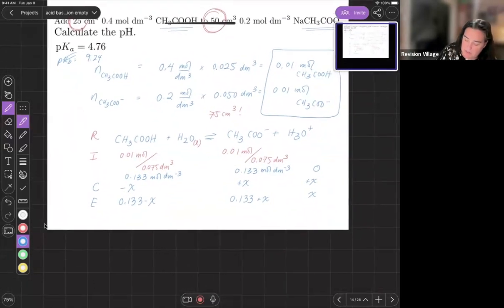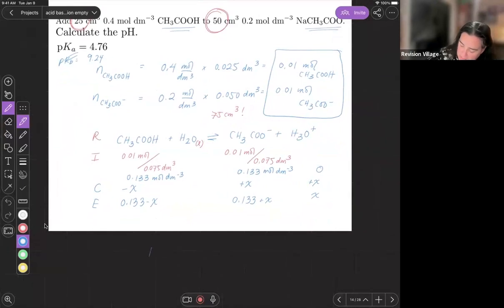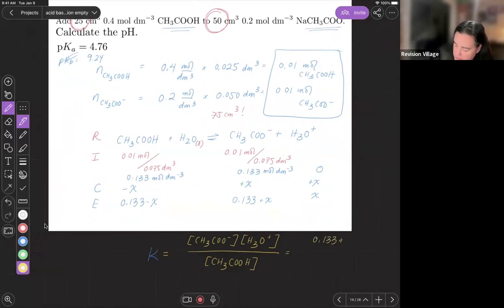One more time, I'm just going to try to solve this using the K expression. So I'm going to say K is equal to the concentration of the conjugate base times hydronium over the acid. And if I plug in my numbers, I'm going to get 0.133 plus X times X over 0.133 minus X. And I'm going to stay true to myself, and I'm going to say that X is small compared to the initial concentrations.